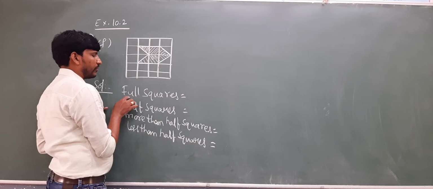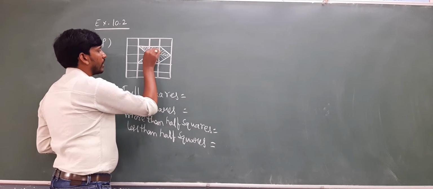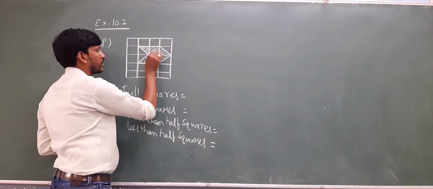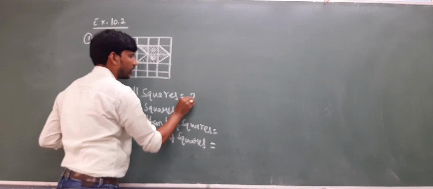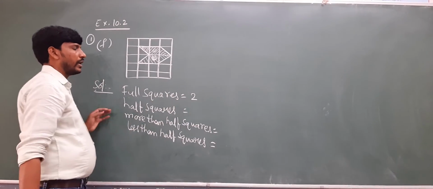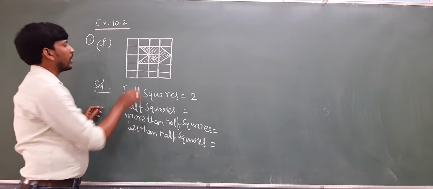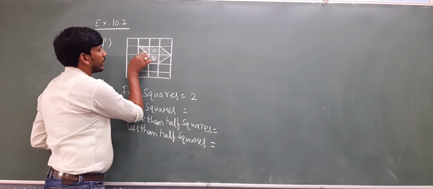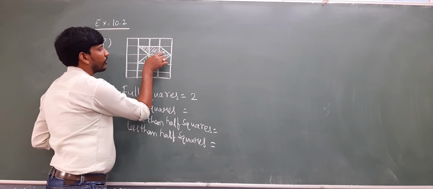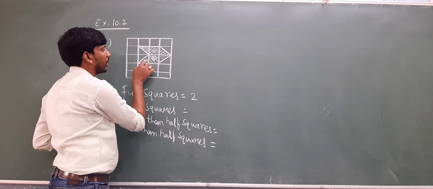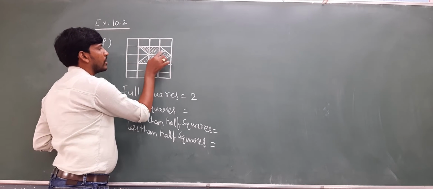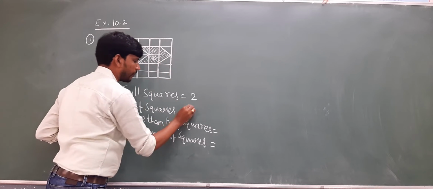Now we need to count first of all the full squares. Here it is 1, here it is 2. So here you should write 2 full squares. Now next we come to the half squares. See this here. Here it is 1 half square because it is exactly half of this square. Here one more half of this square. Here 1, here 1. Total how many are there? 1, 2, 3, 4.